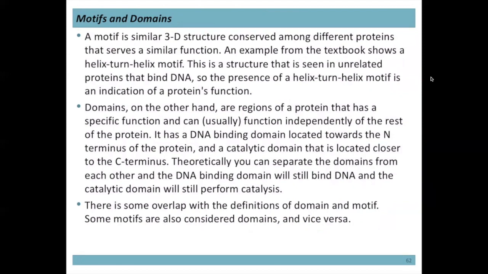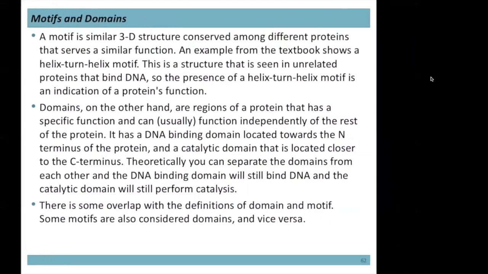And so, like it says, probably the most important thing. Theoretically here, you could separate the domains from each other. And then if I had a DNA binding domain, it will still bind DNA. And if I had a catalytic domain that was connected, it would still be catalytic. So domains are these functional regions where motifs are similar 3-dimensional structures conserved among different proteins. And they can be somewhat interchangeably used.